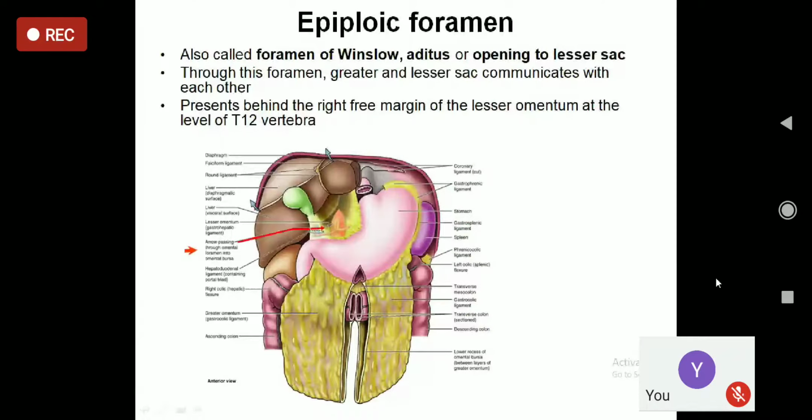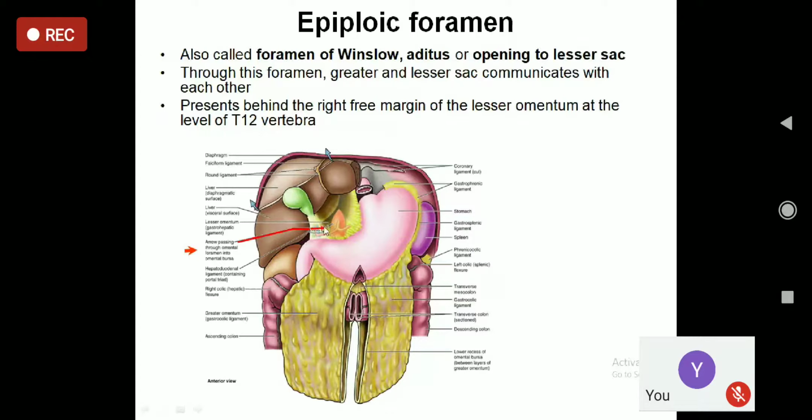And move on to the epiploic foramen. The epiploic foramen is the communication of the greater sac in front and the lesser sac behind. It is also called the foramen of Winslow or aditus or opening to the lesser sac. So these three are the synonyms for the epiploic foramen.